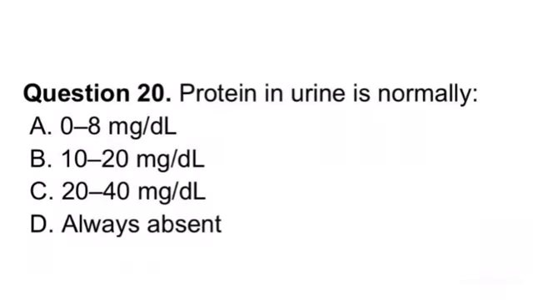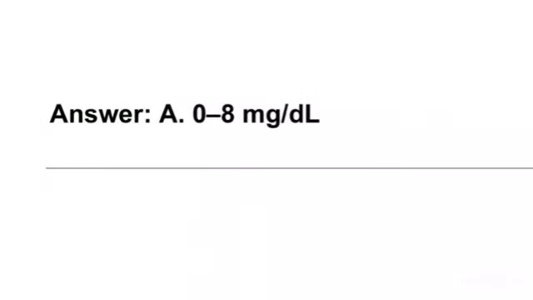Question 20. Protein in urine is normally A, 0 to 8 milligrams per deciliter. B, 10 to 20 milligrams per deciliter. C, 20 to 40 milligrams per deciliter. D, always absent. Answer A, 0 to 8 milligrams per deciliter.